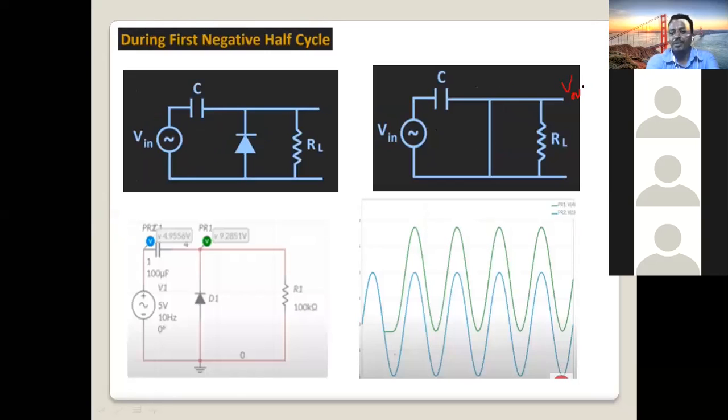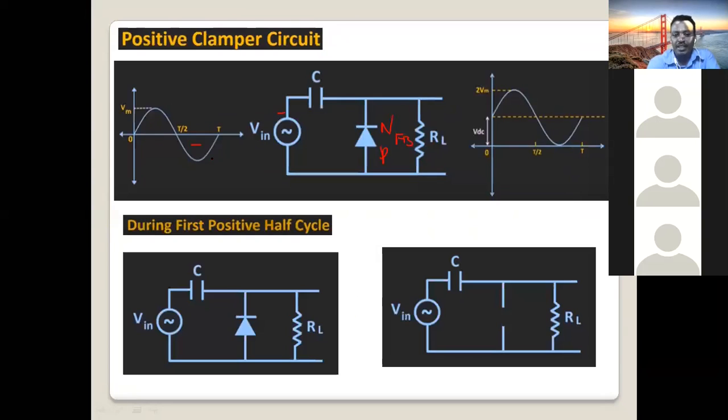The output voltage becomes 0 volt. Why? Because it is shorted here. Because the diode is now on, the output here is directly connected to the ground. It is shorted. So what will be the output voltage? 0 volt. So as you can see here, the negative half cycle was minus 10 previously. Now, because the diode is shorted, this peak value is shifted from minus 10 to 0. This is how a positive clamper circuit works.